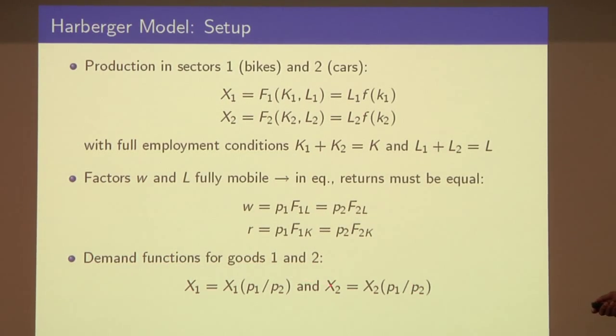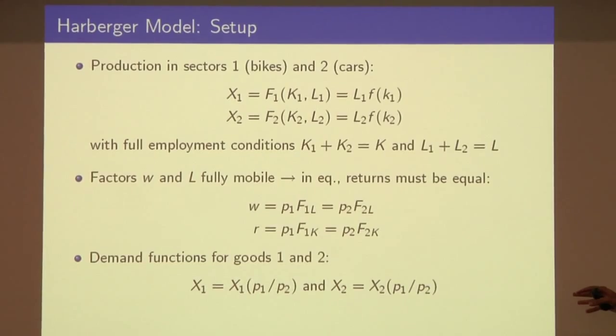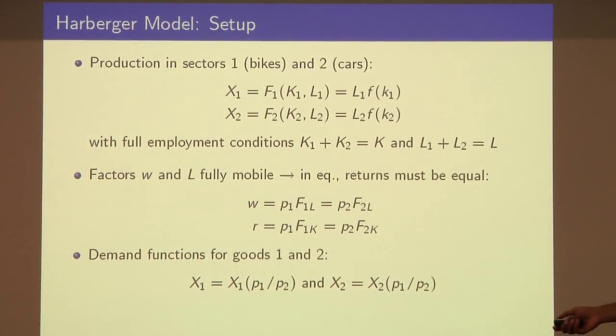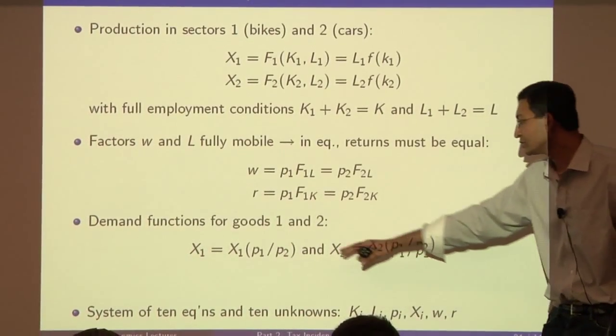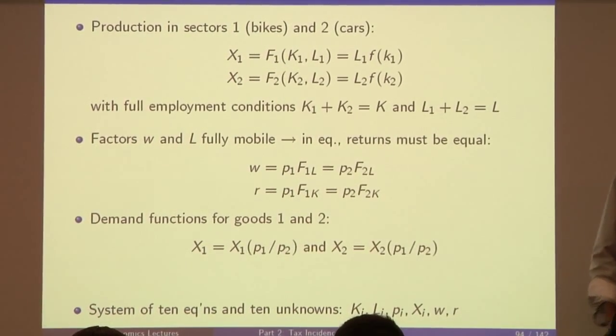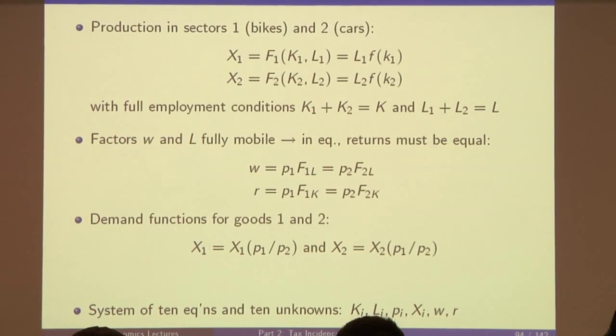Finally, on the consumer side, we have demand functions that are going to come out of utility maximization for the consumers, but we're just going to go straight to what the demand functions look like. And so that's going to be a function of the relative prices of the two goods. So the number of bikes I want to buy is a function of the price of bikes relative to cars, and analogously for the number of cars I want to buy.